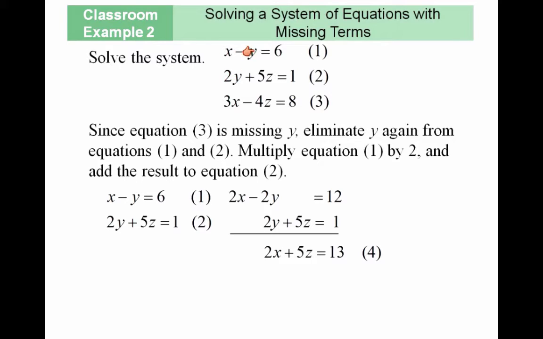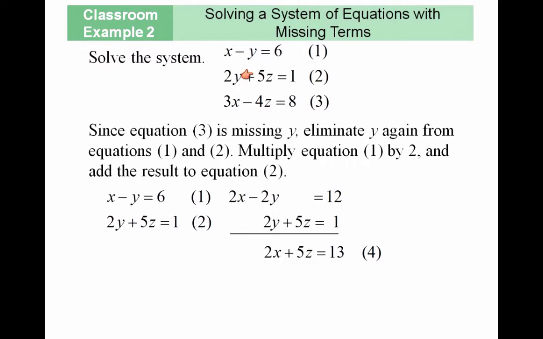So if I pick the first two equations and eliminate Y, then I get one equation in terms of X and Z, which is right here. So we have X and Z, then we can take that result with equation number 3 and solve for the unknown variable. So once again, since equation 3 is missing Y, eliminate it again from equation 1 and 2.